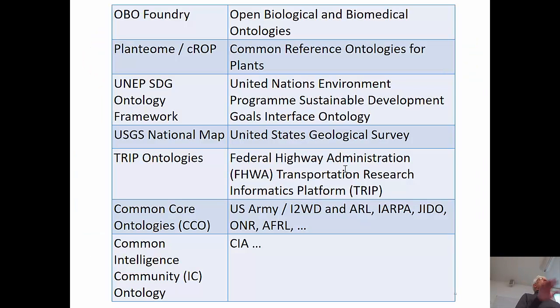The idea is that if you use a common top-level ontology, then the domain ontologies that you create about more specific things, such as cells or cell cycle, will be to a greater degree interoperable with each other because they have a common architecture or a common top-level structure.